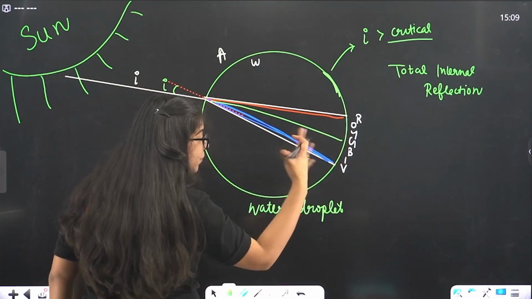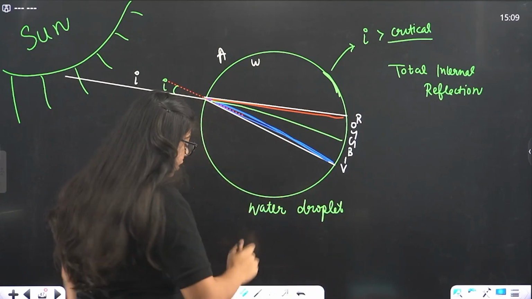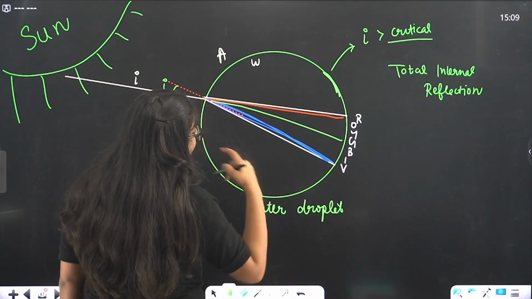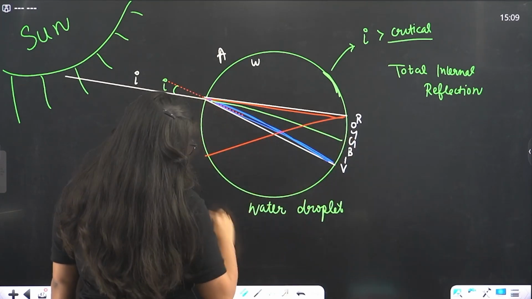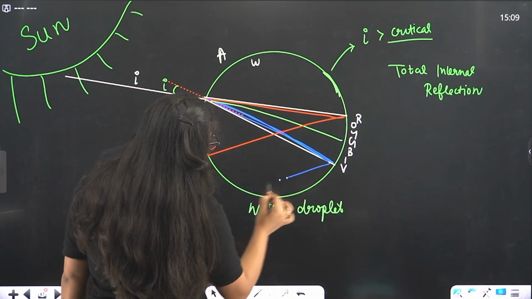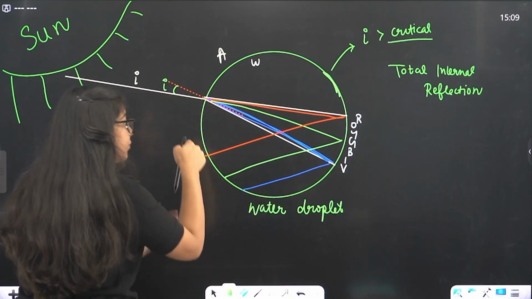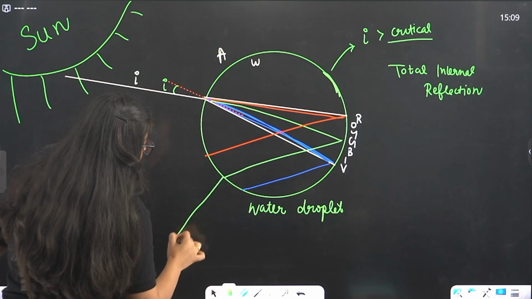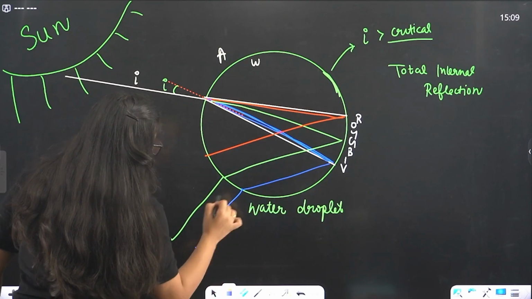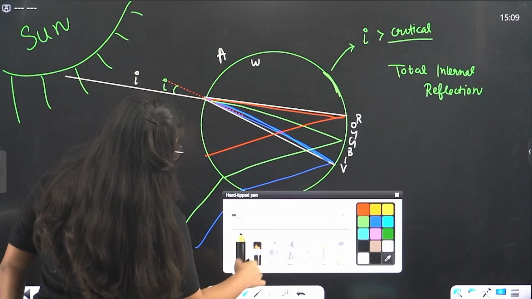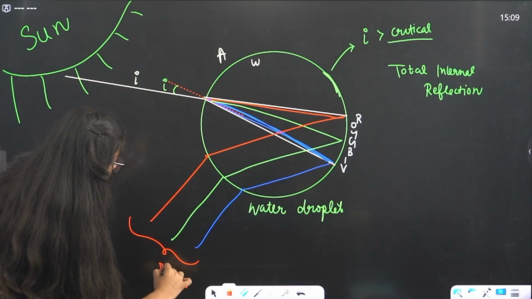It is not a mirror, it is a bubble. The rays should go out, but they don't, because incident angle is greater than the critical angle. So these rays will reflect like this, and they will come out of the water bubble. From here, now they will again refract. They should go like this, but they are refracting. So they come out like this. And this is your, again, VIBGYOR.